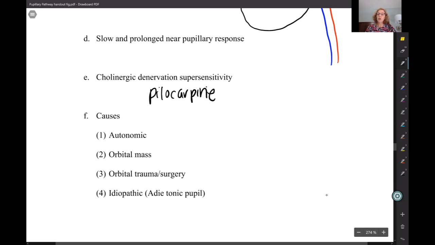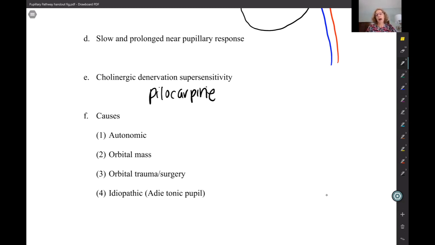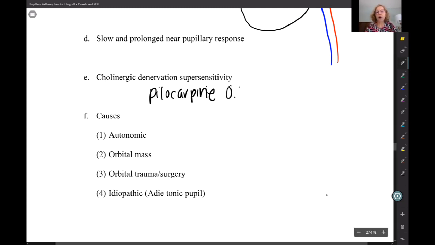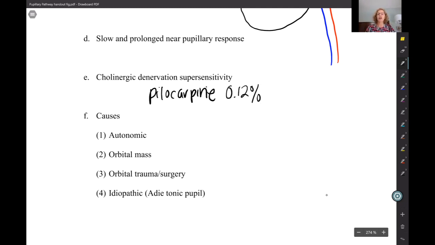Pilocarpine is used normally at 1% or higher concentration in the treatment of glaucoma. And this will normally constrict the pupil, opening up the trabecular meshwork. If we dilute the pilocarpine to 1/8%, this will have little effect on a normal pupil, but it will cause significant miosis in a tonic pupil. The involved pupil will constrict more than the normal pupil.